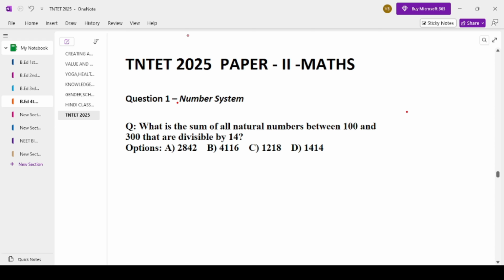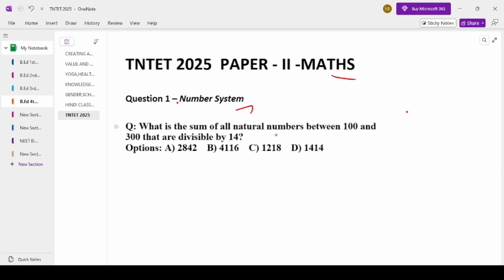Come, let's discuss the Paper 2 max questions. So based on the previous year papers, let's see what questions can be asked. Here we have number system, so let's start with number system first. The first question is from number system.